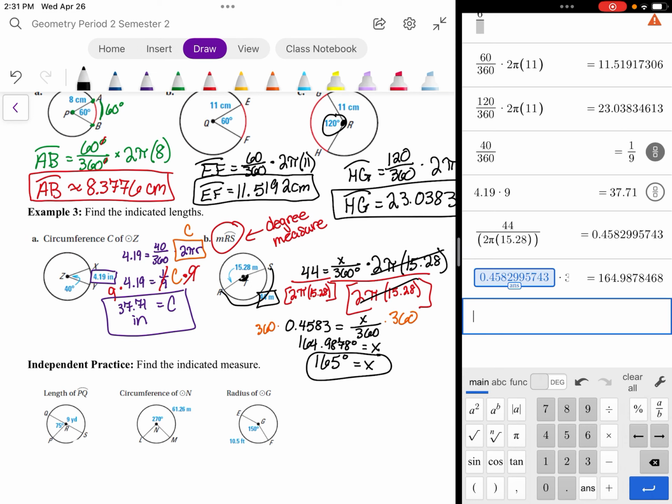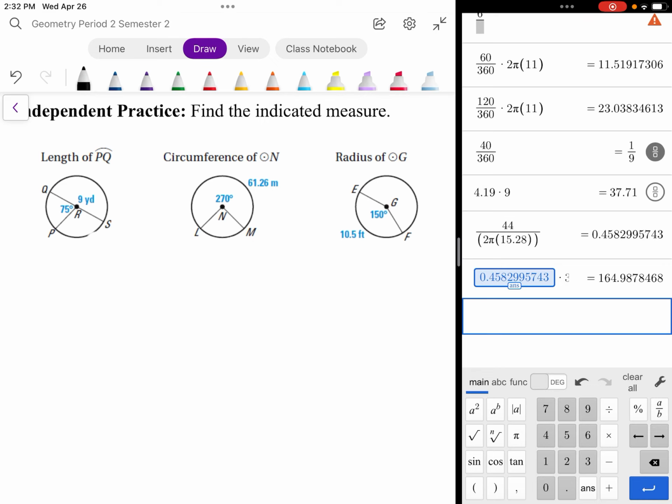So these ones, you just want to be really careful about identifying the difference between the circumference, the degree measure, and then the arc measure, or the arc length on the circles. Okay. If you want to pause and then try the independent practice on your own so you can see where you're at, you can do that, or you can just follow along.